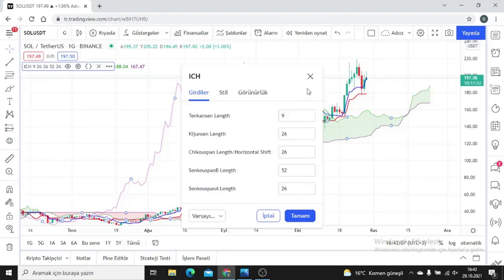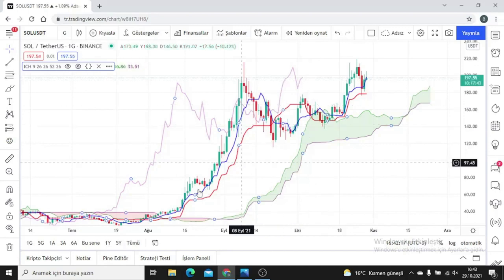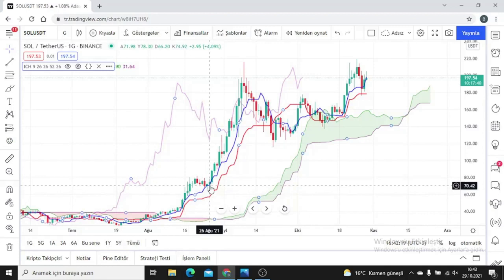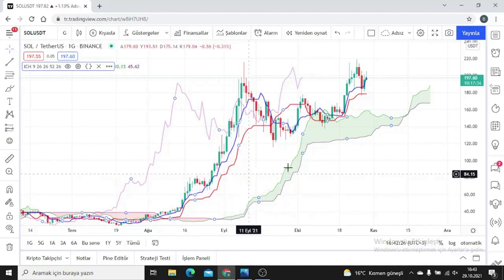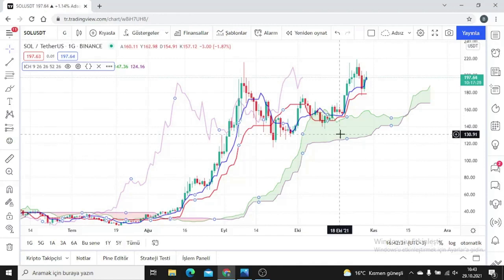Likewise, there are Span A and Span B clouds. I will inform you about them. Tenkan-sen and Kijun-sen work as a moving average. You can also use them as a support resistance in itself. Tenkan-sen is the blue line, guys, you see over there. Kijun-sen is the red line you see here. Span A, Span B clouds are the clouds you see below.